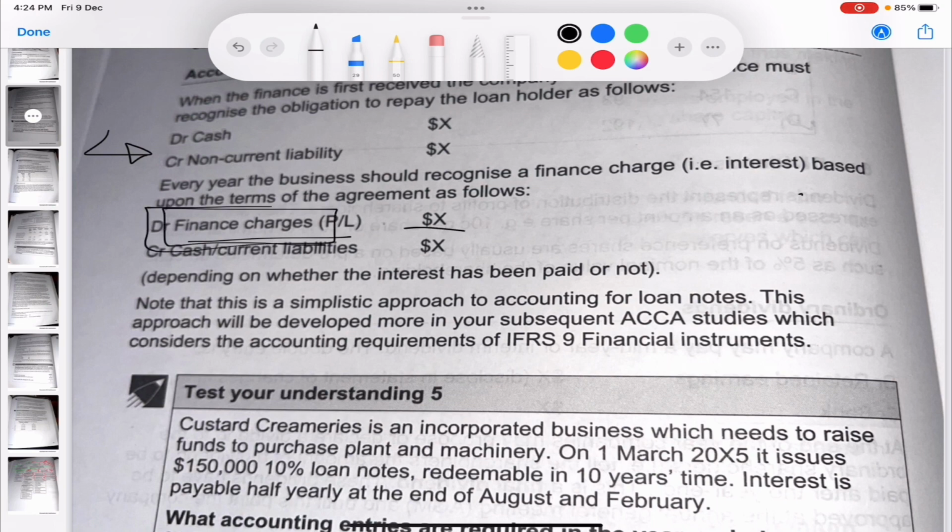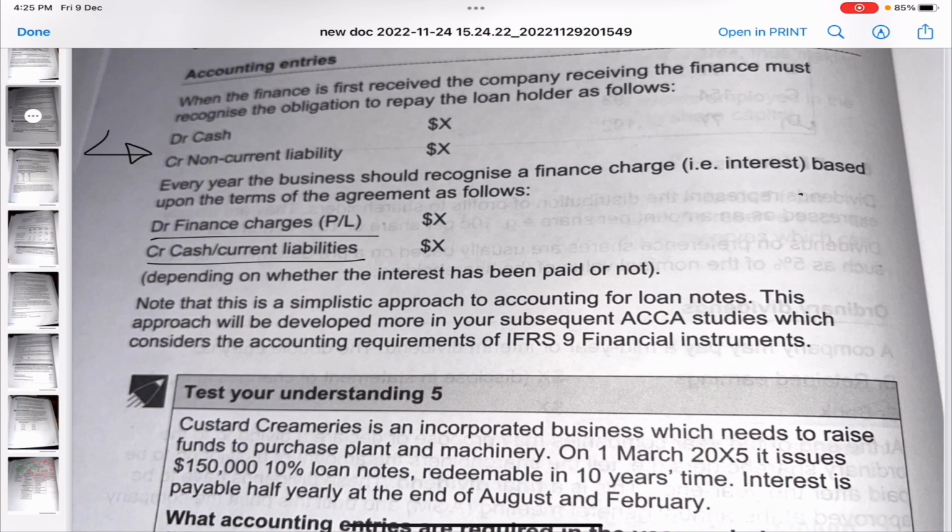So what do I mean by finance charges? Finance charges are the interest which I pay on the loan. I need to pay a certain amount of charge for taking a loan. So debit finance charges. Why? Because it is my expense. And credit cash or current liabilities. Cash because cash goes out. Current liabilities if I haven't paid it yet. Okay.